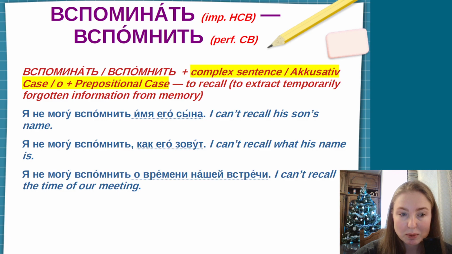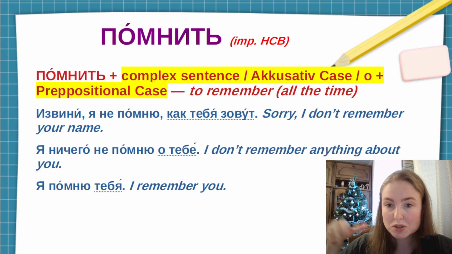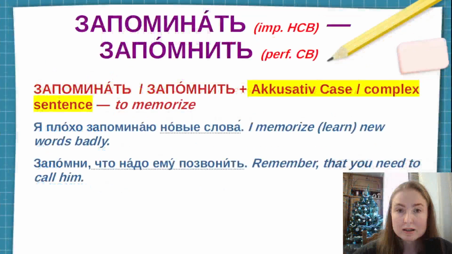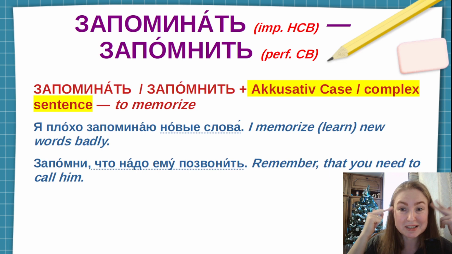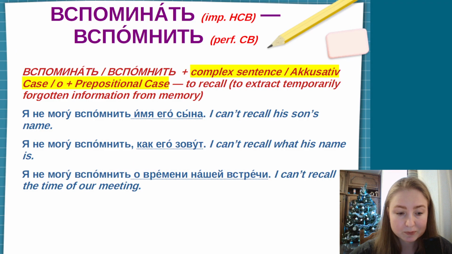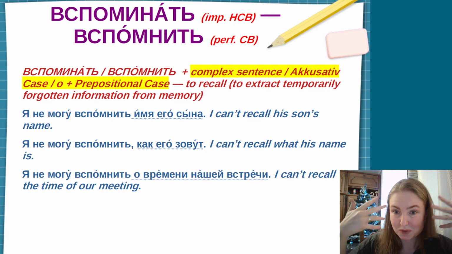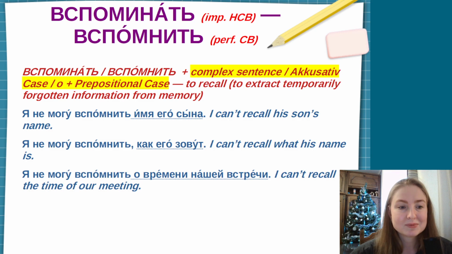Okay, so one more time. So, помнить. We use this verb when we need to remember something all the time, always. Запоминать, запомнить. We use when we want to upload some information to our hard drive and to fix it there. And вспомнить. We use it when we want to extract the information from our brains, when we want to find it there.